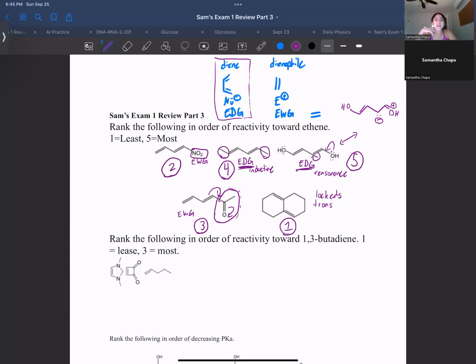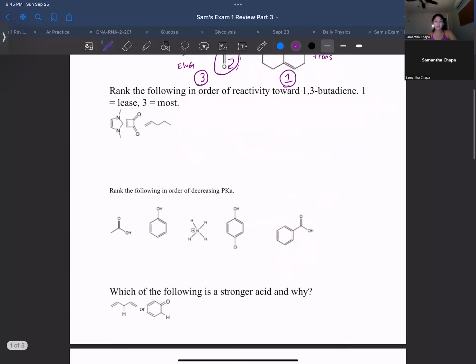So for this, I think you're going to have to know the ranking system of your electron withdrawing groups, like which electron withdrawing group is the strongest and which is the weakest. There is a ranking series in your book, so you should definitely check that out before your test.